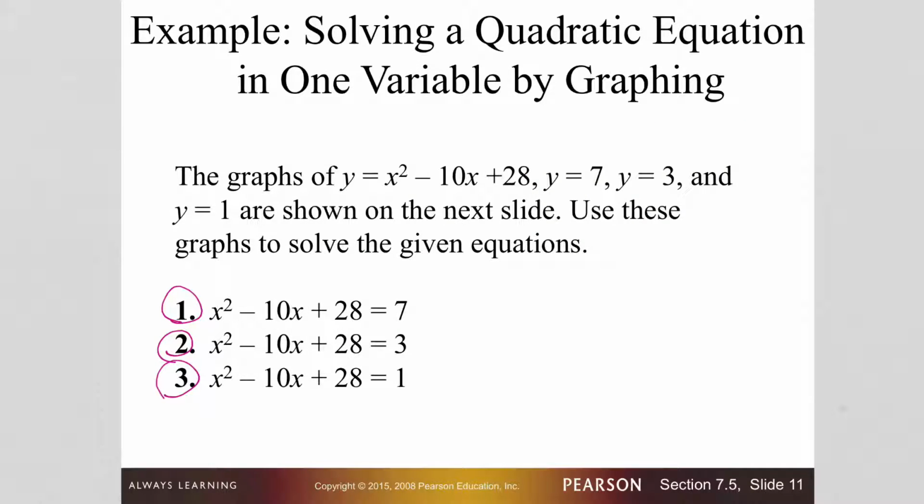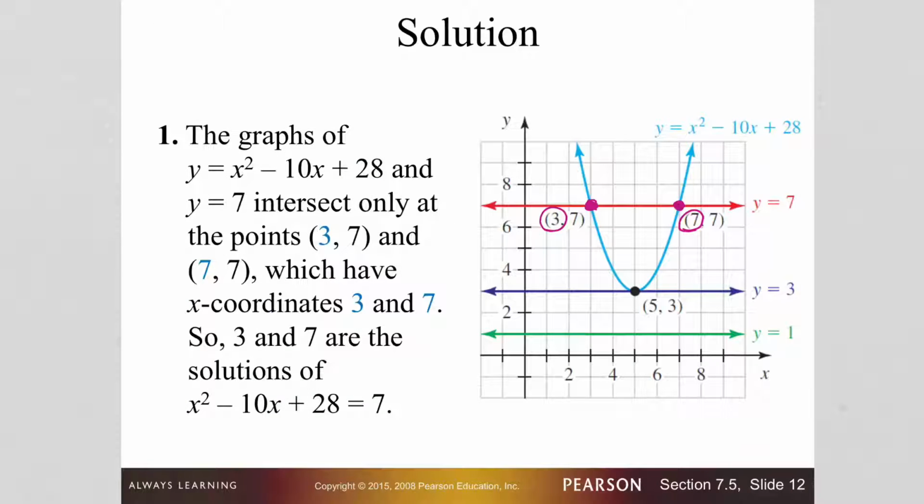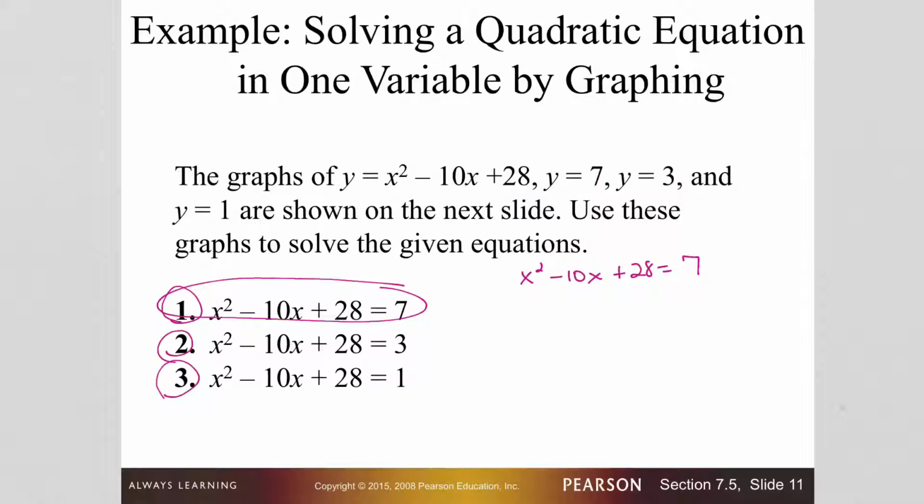and I'm going to solve just the first one, this one right here. Okay? So x squared minus 10x plus 28 equals 7. And what is it that I'm hoping I get? I hope I get 3 and 7 out as my answers. So in order to do this, I would have to subtract 7 from both sides. So I get x squared minus 10x plus 21 equals 0.